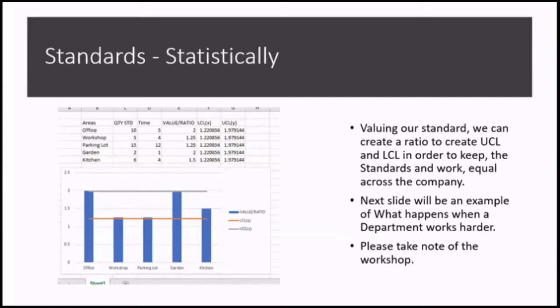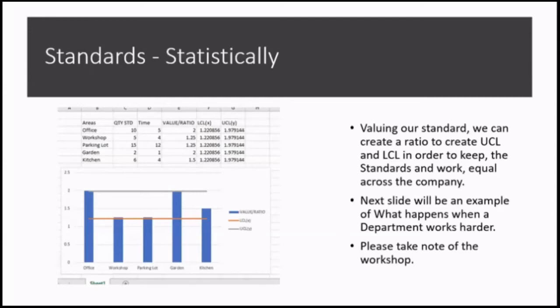As we can see in the image to the left, we have a basic template written down with our areas, the amount of standards, the time spent on it in hours, our value, our lower control limits and our upper control limits. Just below it is a combo chart drawn up with a bar chart representing our office, workshop, parking lot, garden and kitchen, and the lines representing our control limits. This is just to make sure that all of our quality standards are actually kept equal across the whole board.